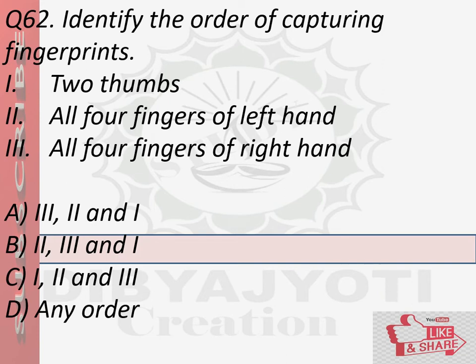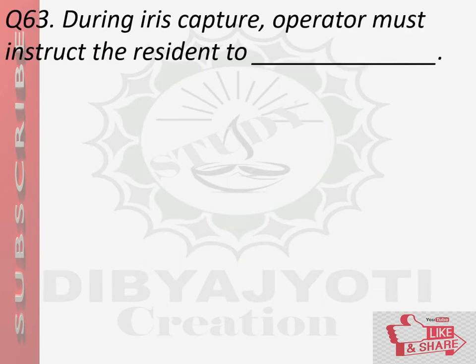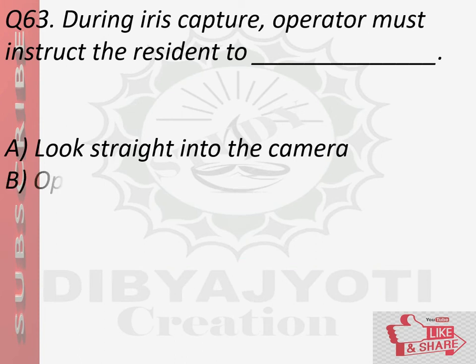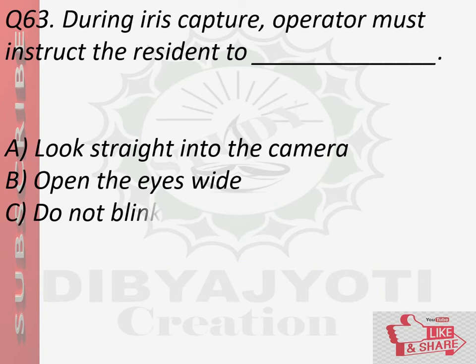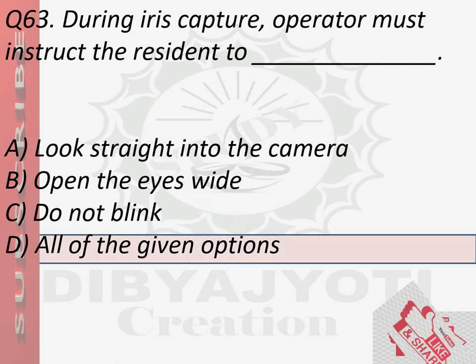Okay, next question number 63. During iris capture, the operator must instruct the residents to dash. Options are: option A, look straight into the camera; option B, open the eyes wide; option C, don't blink; option D, all the given options. And answer is option D, all of the given options.